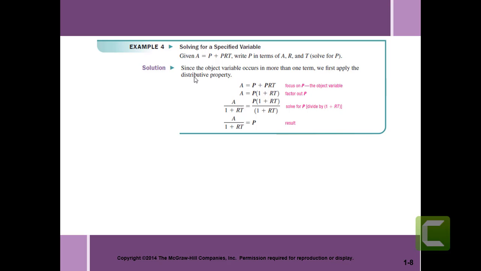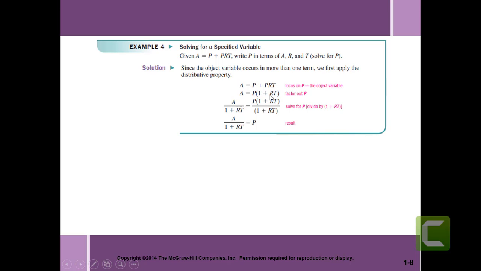So in this case here, notice that since we're going to solve for P, but P occurs here and occurs here, we're going to use the distributive property in reverse. So we're going to factor. This is called factoring. So we're going to factor out the P. And so look, that's what they do. They factor out the P using the distributive property. And we get 1 plus RT.